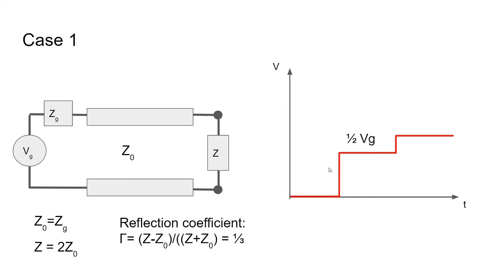So in our graph, we see that we get half of VG sent down. It travels all the way down the line. The 1/3 of half VG gets sent back, and then we see this increase in voltage at the TDR side. Something to keep in mind is that if Z was less than Z0, then we would actually see a drop in voltage, because it would have a negative reflection coefficient and then reflect back a negative voltage.